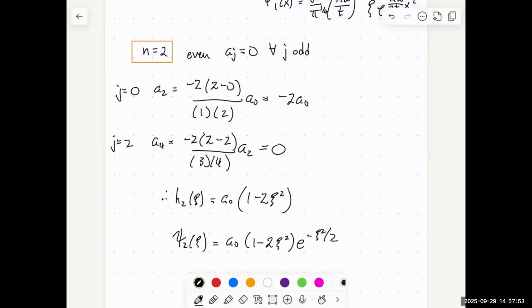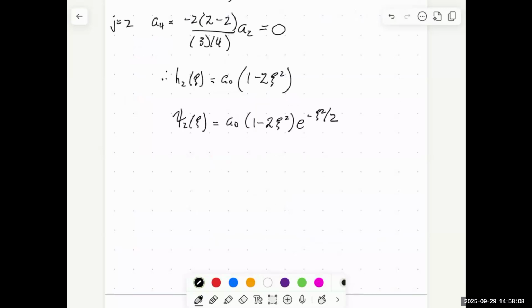I'm not going to do any more, but if we did n equals 4, we would have a 1, we'd have a z squared, and we'd have a z4. And then for 6, we'd get a z to the 6, and so on. Okay, let's do one more. Let's do n equals 3.